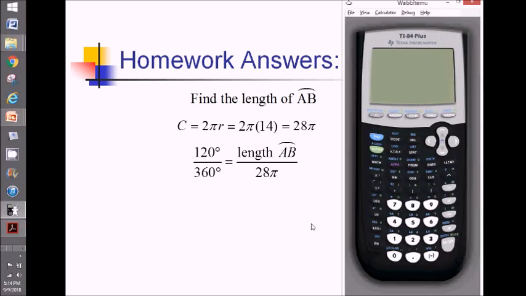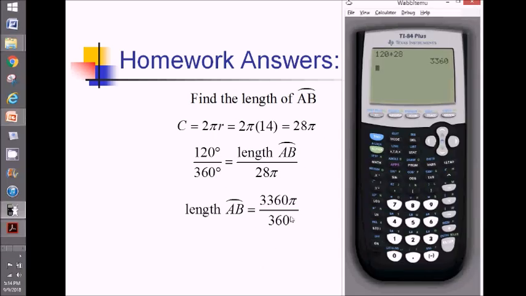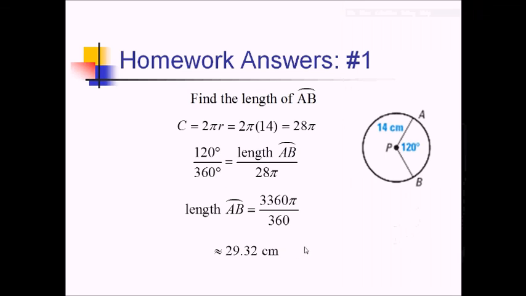So doing a little cross multiplying here, we actually don't really need to cross multiply. If we just multiply by 28 pi, that'll take care of it. 120 times 28 is going to give us 3,360, so we can write 3360 pi over 360. Eventually, though, we've got to divide this. So let's multiply that by pi, and then let's divide it by 360, which gives us an answer of 29.32, and that'll be in centimeters.